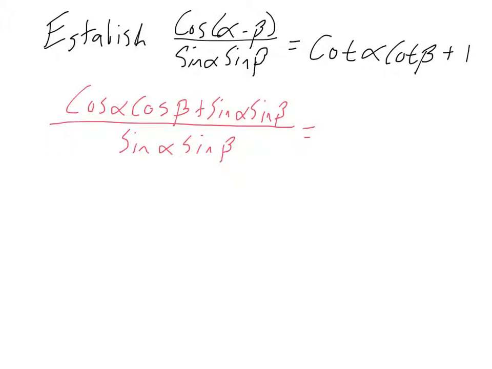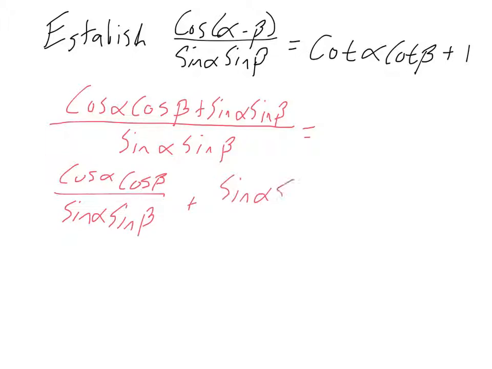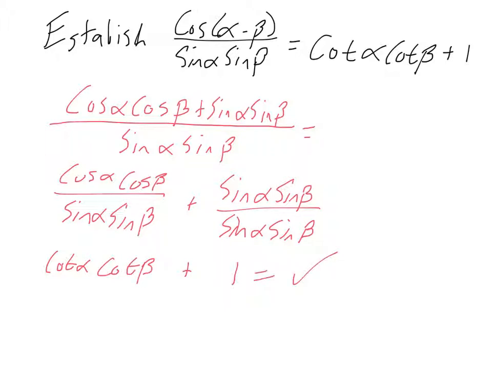Okay, and so let's break this apart into two separate fractions now. Cosine alpha cosine beta over sine alpha sine beta plus sine alpha sine beta over sine alpha sine beta. Quickly, we realize that becomes 1. And here we have cosine alpha over sine alpha, which is going to be cotangent alpha, and then cosine beta over sine beta, which is going to be cotangent beta. And we've verified the identity at that point because we have the same thing that we started with.